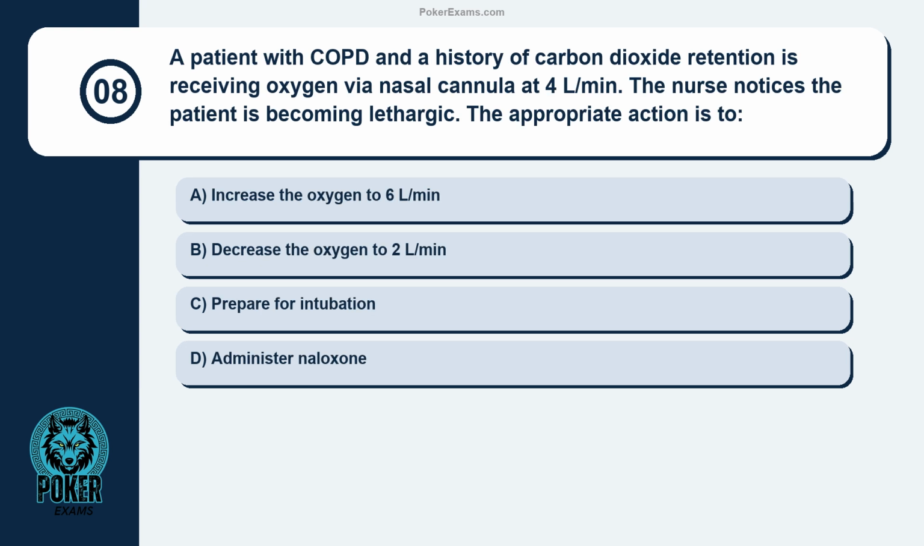Question 8. A patient with COPD and a history of carbon dioxide retention is receiving oxygen via nasal cannula at 4 liters per minute. The nurse notices the patient is becoming lethargic. The appropriate action is to increase the oxygen to 6 liters per minute, decrease the oxygen to 2 liters per minute, prepare for intubation, administer naloxone.